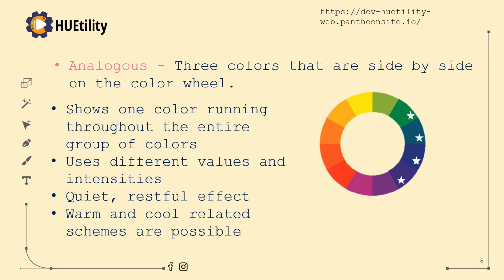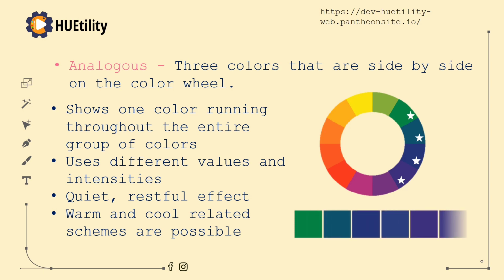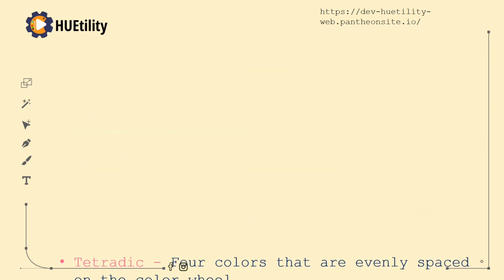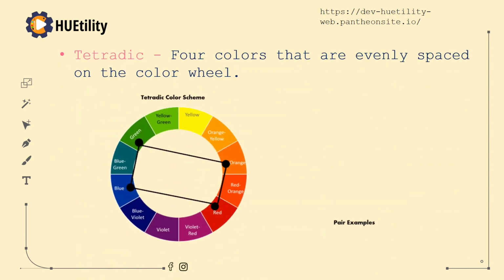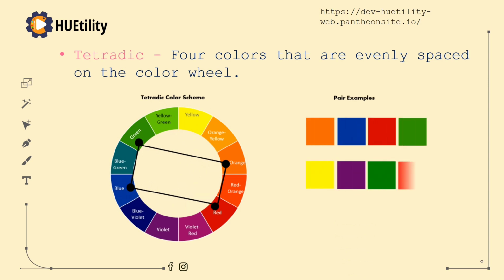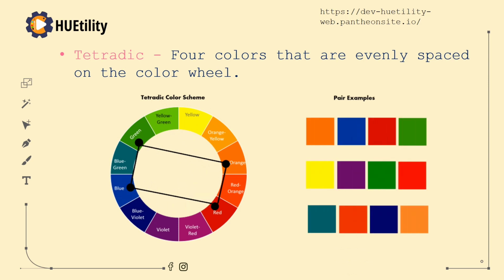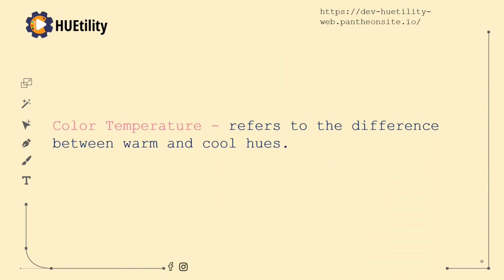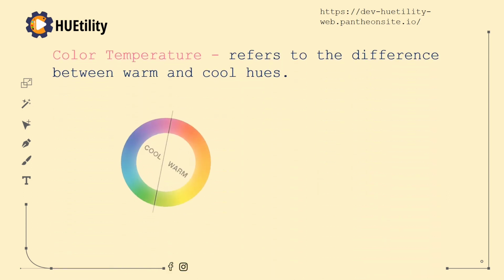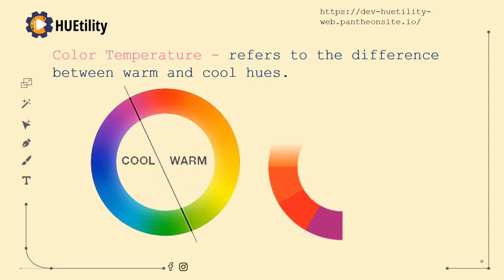It is quiet, restful effect. Warm and cool related schemes are possible. We also have tetratic, 4 colors that are evenly spaced on the color wheel, just like what is shown in the diagram below. Next is what we call color temperature, or the difference between warm and cool colors.